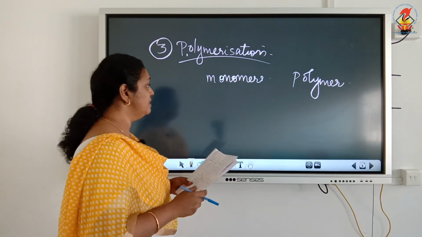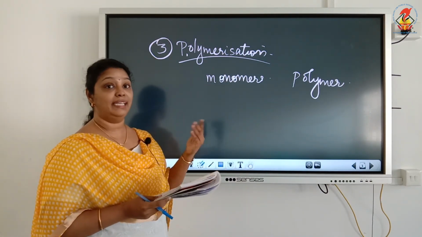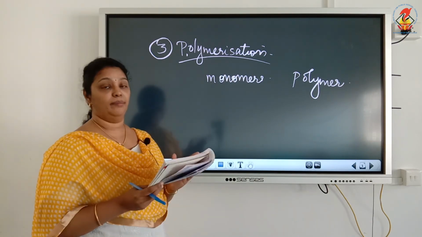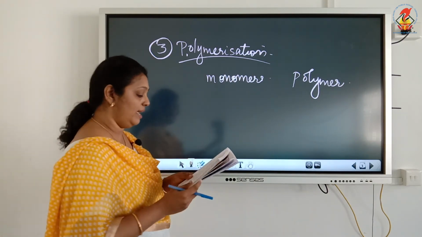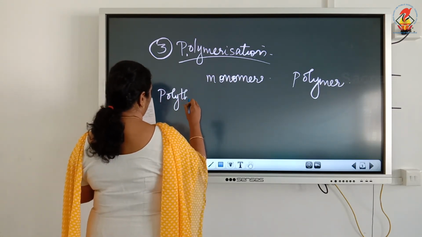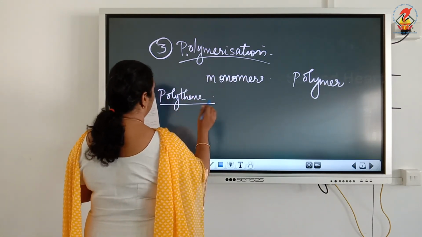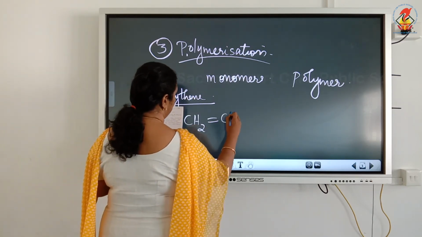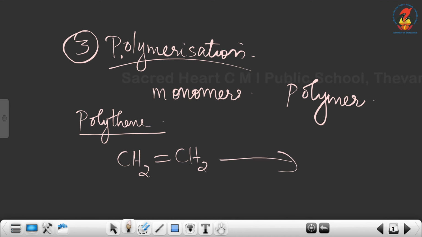Now example, a large number of alkenes can combine to form a polymer. Example, preparation of polythene. Polythene is prepared from ethene. We know the formula of ethene, CH2=CH2. Now, on polymerization, there are conditions which you will learn in 12th standard. Just write polymerization. Now, n molecules of ethene.